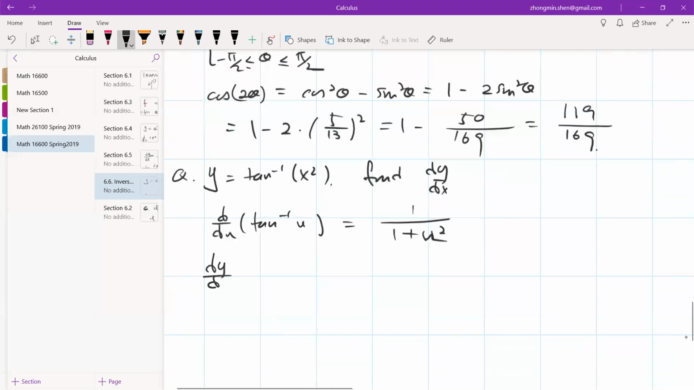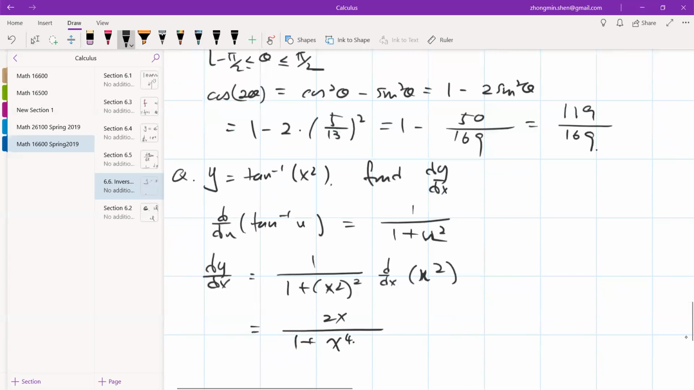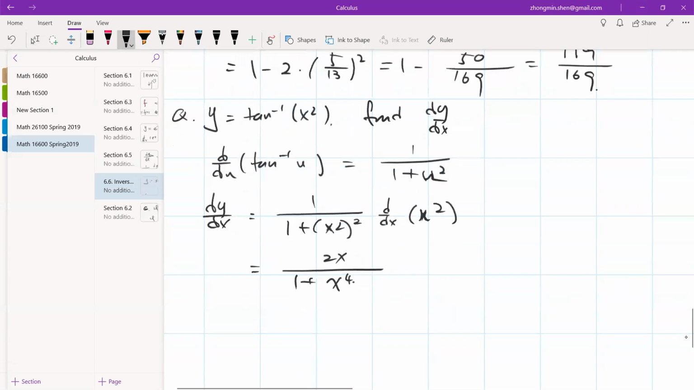So dy over dx, according to the chain rule, you can do it directly, right? So u is going to be x squared. Then the derivative of u is the derivative of x squared, so you get 2x over 1 plus x to the 4th power. So that's it.